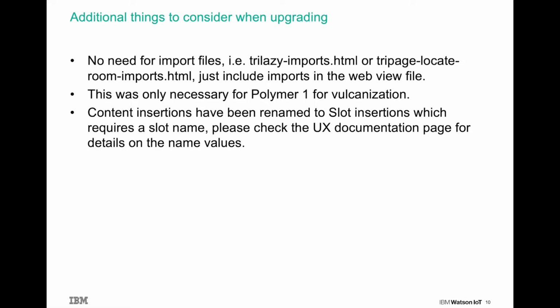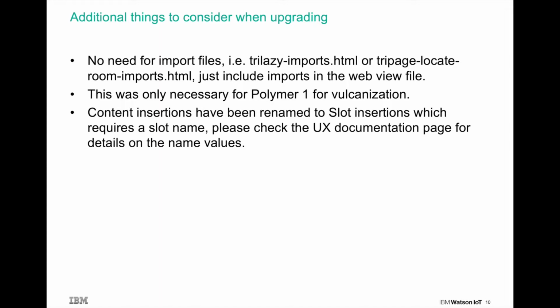And also, something that is covered by the tool, but that you may run into, hopefully not too often, is that as part of the Polymer upgrade from Polymer 1 to Polymer 2 actually, content insertions have been renamed to slot insertions, so we're using the slot tag instead of the content tag, and it requires a slot name. We've automated this process, but if you're making manual changes or if you see something that's not working, please check the UX documentation page for details on these name values. We try to specify them for you and give examples. If there's anything missing, let us know. But please check that page out if there are any issues with using insertions.